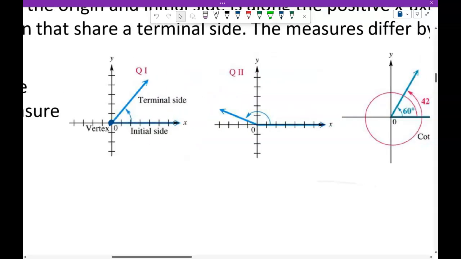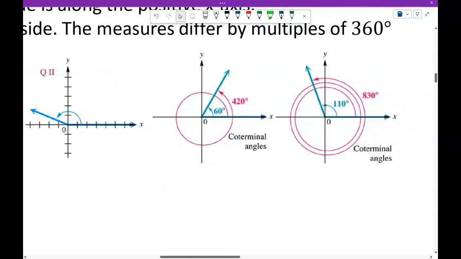Now, as we rotate, sometimes we can end up back in the same place. We can rotate 60 degrees from our standard position, but if we take another angle and rotate all the way around 360 degrees, and then keep rotating until we end up in the same spot as before, now we've rotated 360 degrees plus another 60 degrees, giving us 420. Both of these angles end in the same spot, even though they rotated different amounts.